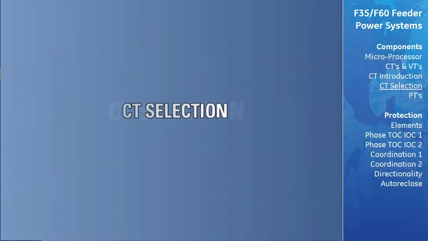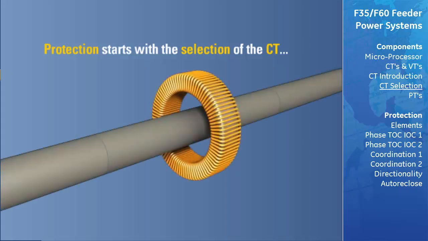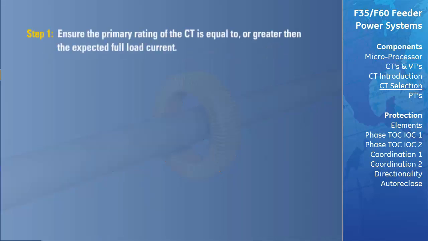CT selection. Proper protection starts with the selection of current transformers. The following is a simple procedure that can be used to check whether or not there is the possibility of CT saturation. This procedure is as follows. The first step is to ensure that the primary rating of the current transformers is equal to or greater than the expected full load current.